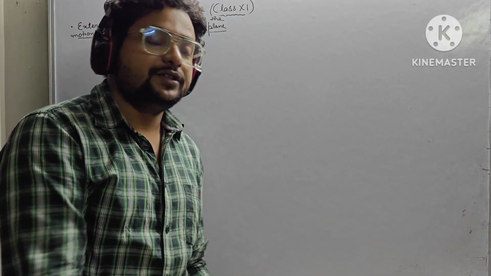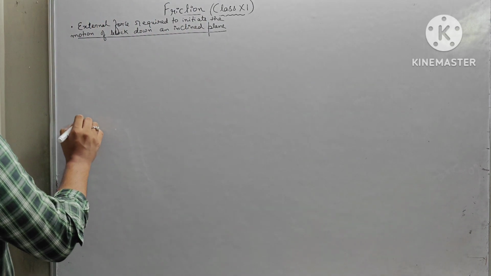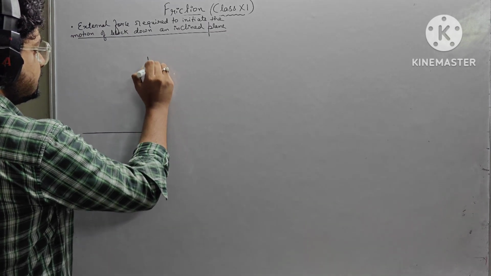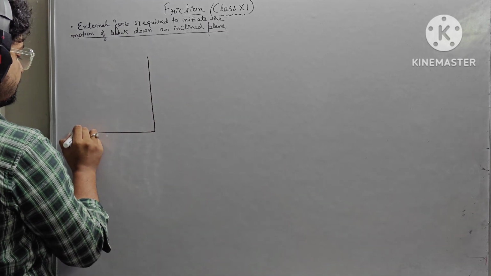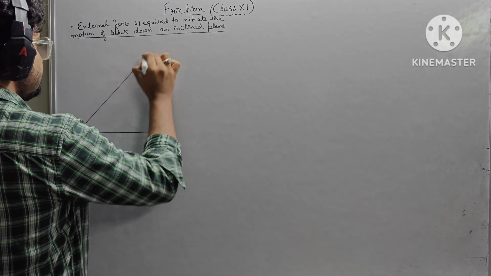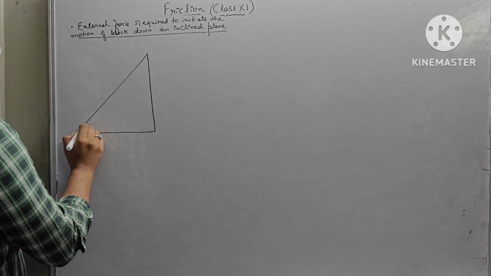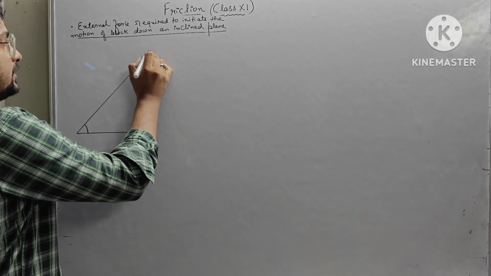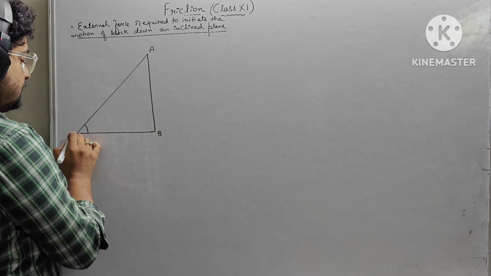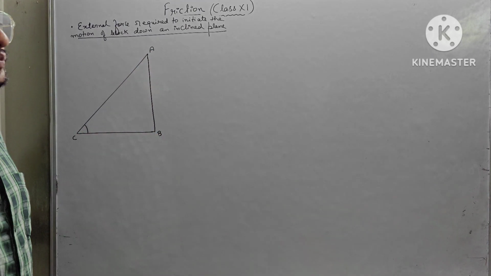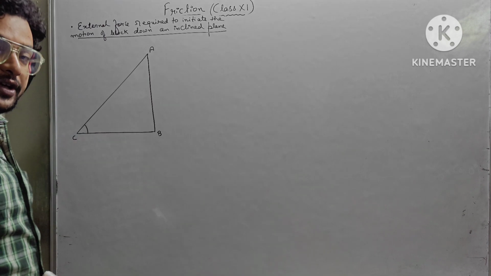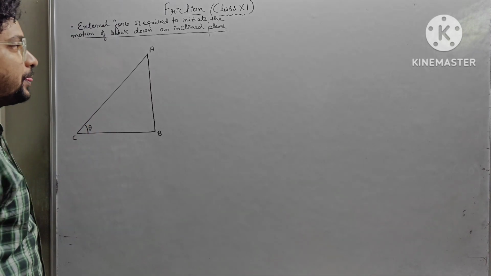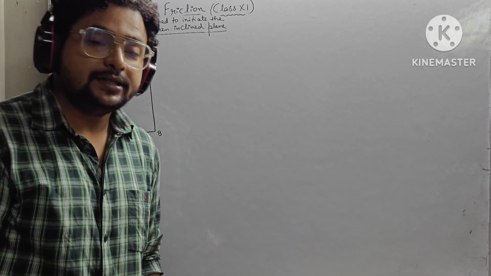Now what is the meaning of this one? Let us see. Suppose we have an inclined plane over here. This is the inclined plane, and this is the angle of inclination of the inclined plane. Now I told you in my previous video, suppose the angle of inclination is theta.